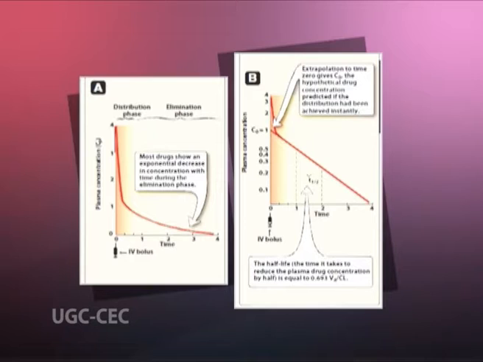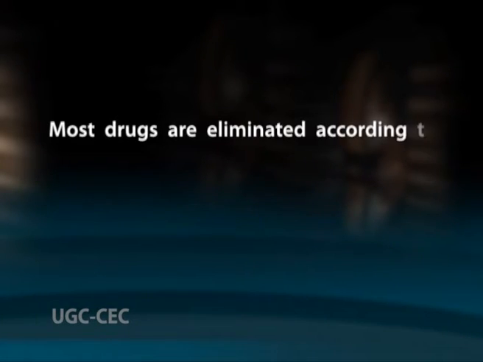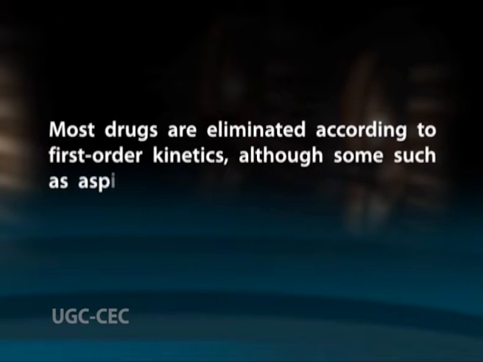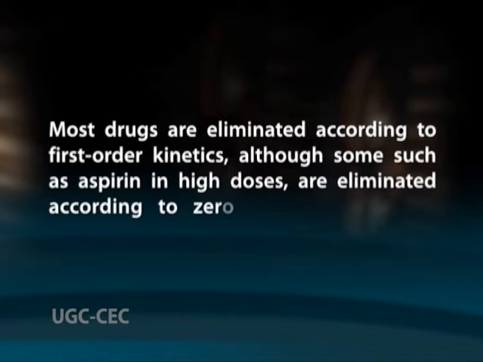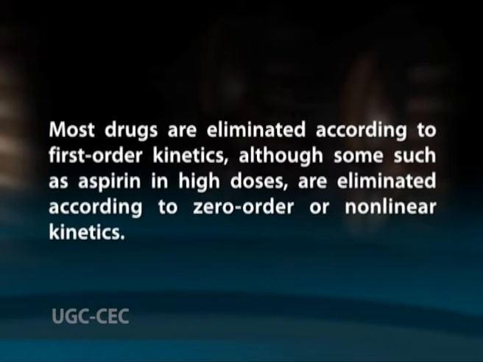Drug elimination. Once a drug enters the body, the process of elimination begins. The three major routes of elimination are hepatic metabolism, biliary elimination and urinary elimination. Together, these elimination processes decrease the plasma concentration exponentially. That is, a constant fraction of the drug present is eliminated in a given unit of time. Most drugs are eliminated according to first order kinetics, although some, such as aspirin in high doses, are eliminated according to zero order or non-linear kinetics.